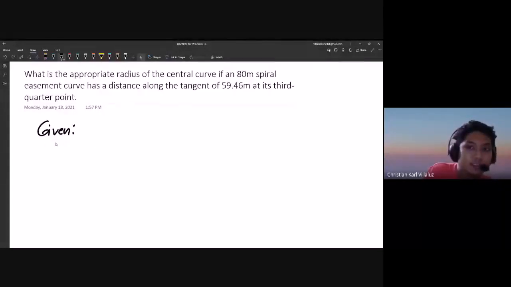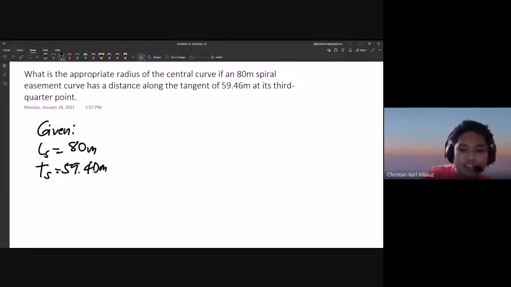So, sa transportation engineering, ibang usapan na yun. Kasi maghahanap tayo ng stationing ng lahat. So dito, formula na lang tayo. Hanapin lang natin yung mga parts ng spiral curve. So given dito lahat ng spiral ay 80 meters. Spiral curve has a distance along tangent of 59.4. Tama ba? Ay, hindi. Sorry.